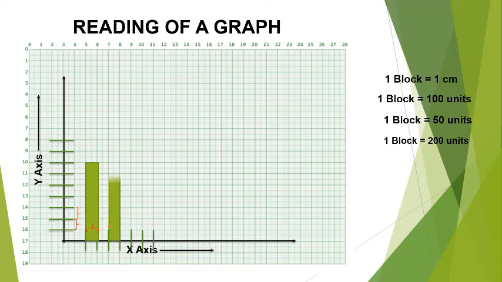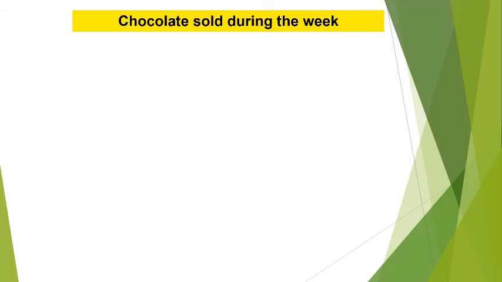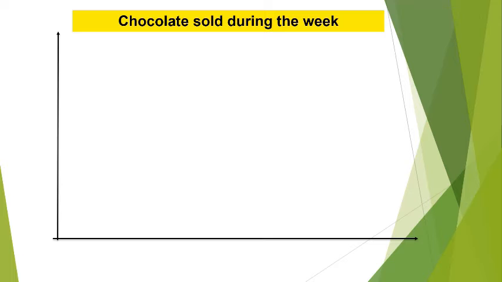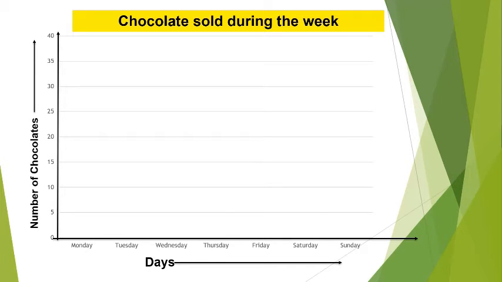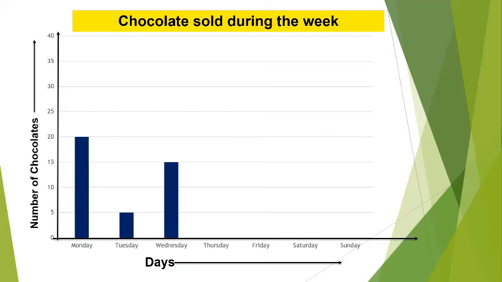Now, let's draw the bars. We see that bars are of equal width and are at equal distance. That is the most important part of the bar graph. Let's take an example. Number of chocolates sold during the week. Again, there are two axes, x-axis and y-axis. There is a scale in which days are plotted on the x-axis and the number of chocolates are plotted on the y-axis.